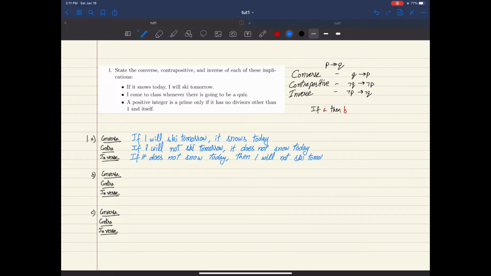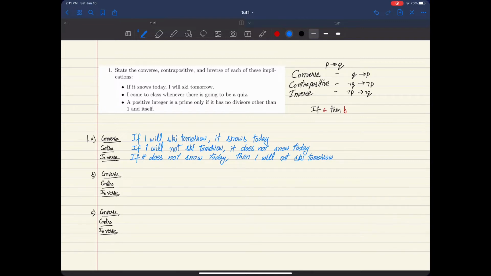For the second part, it is: I come to class whenever there is going to be a quiz. Again, the converse is pretty simple. You just switch them up. It will say: there is going to be a quiz whenever I come to the class.